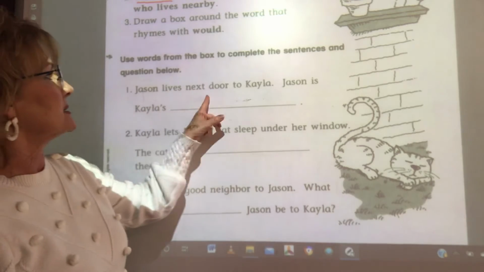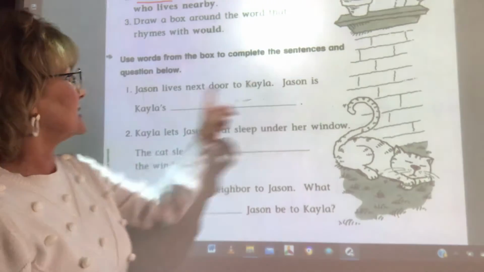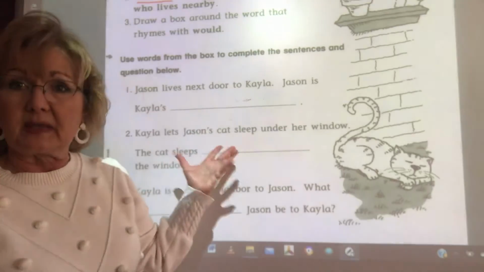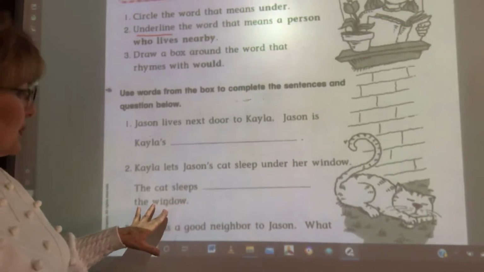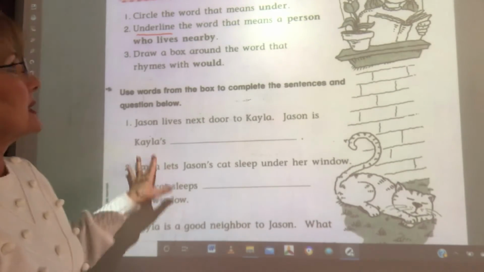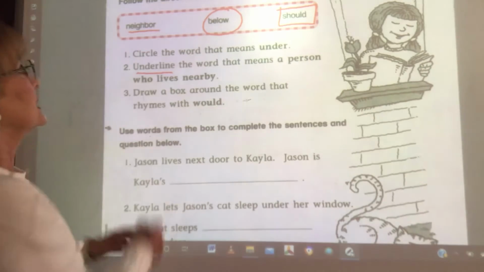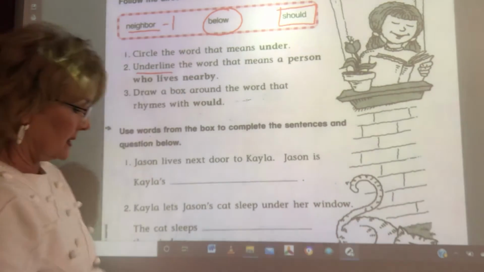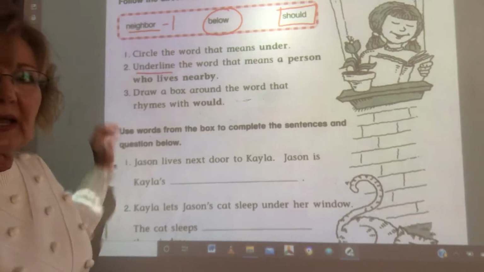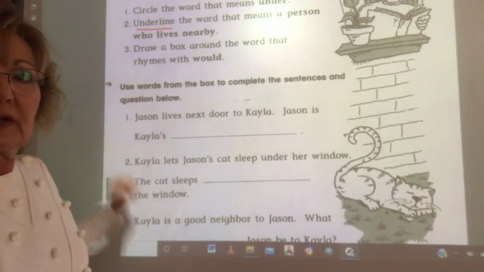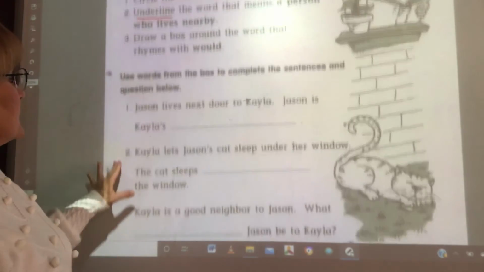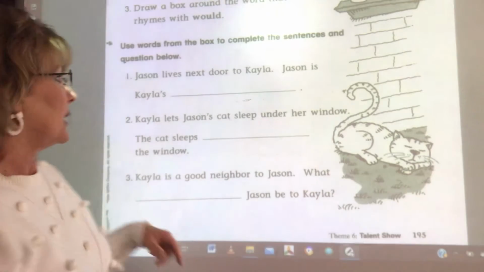Jason lives next door to Kayla. Jason is Kayla's ___. They live next door. That would be her neighbor. I'm just going to put a 1 here so that you can just tag it and write it later, okay? Take your time, write it really well.